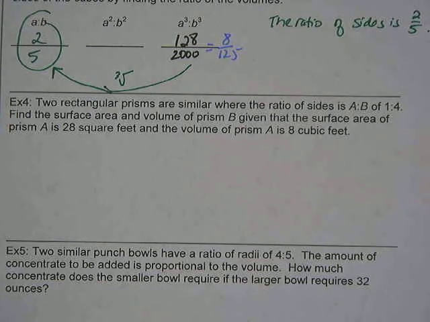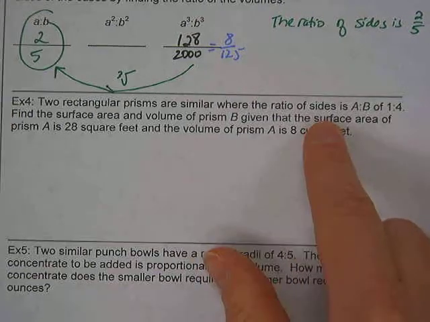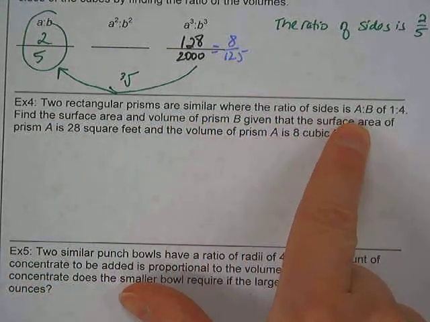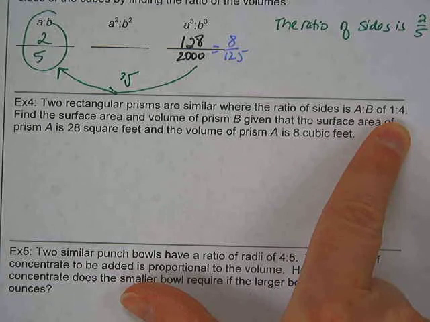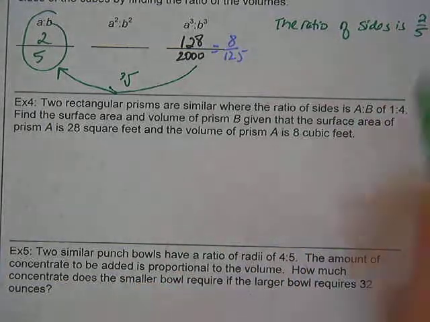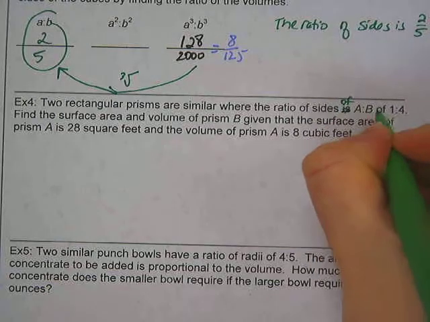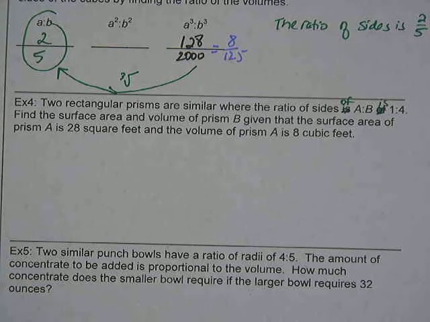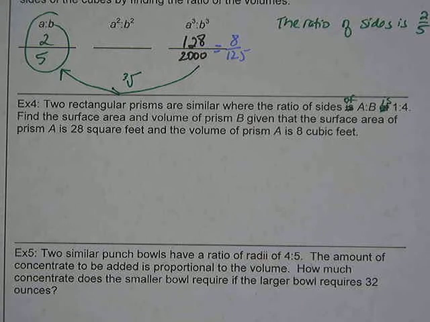All right, example number 4. Two rectangular prisms are similar where the ratio of sides of A to B is 1 to 4. Find the surface area and volume of prism B given that the surface area of prism A is 28 square feet and the volume of prism A is 8 cubic feet.